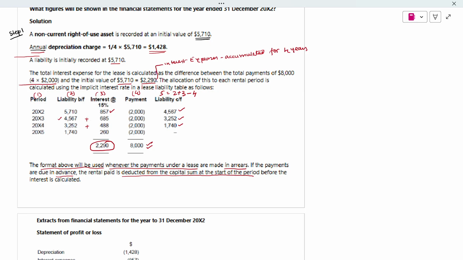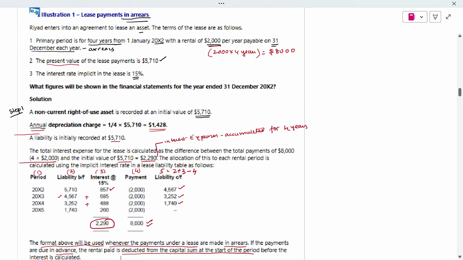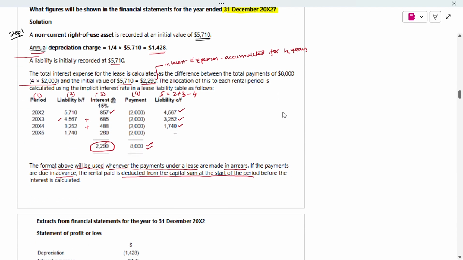Now, what they are asking us, they mentioned clearly. They are asking us to make it for only 1 year. They entered it on 4th January, and they are asking for 31st December. Okay, they are asking for 31st December.